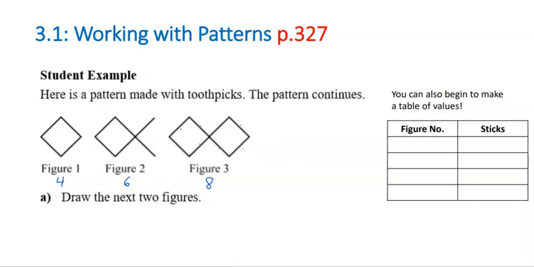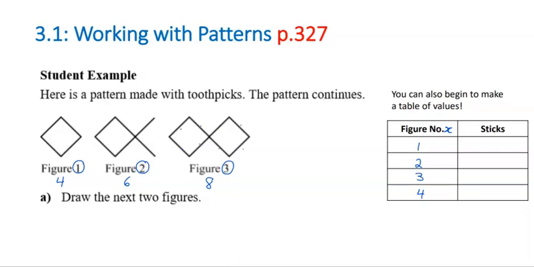You can also begin by making a table of values. So you can see on the sidebar they do the drawing, but I'd rather make a table of values. The figure number is always your x value. And we can see that the figure number is going from figure 1 to figure 2 to figure 3, and we know the next one is going to be figure 4. So we're going to show that 1, 2, 3, and we can even put the next one in, even though we may not have it visually.